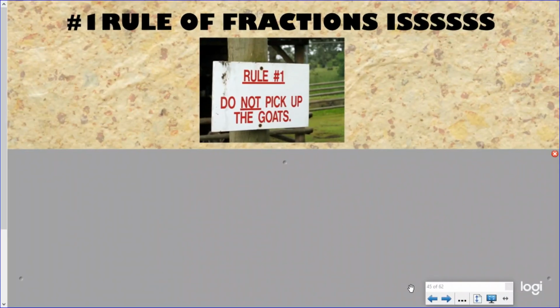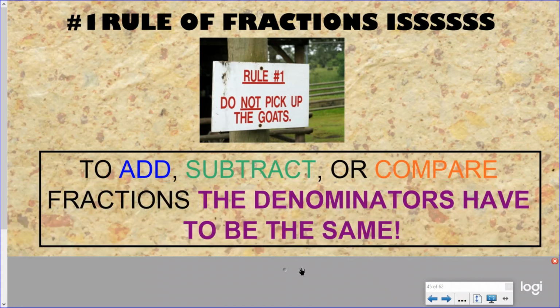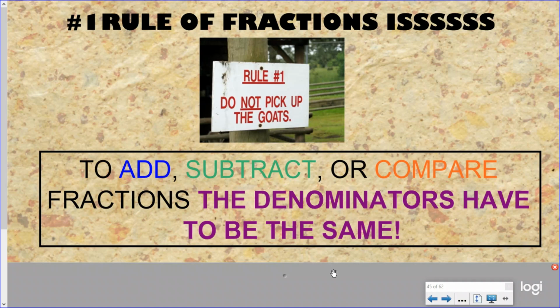Our number one rule for fractions has not changed throughout this entire playlist. It is still, to add, subtract, or compare fractions, the denominators have to be the same. Very, very important. If we have talked about it every video, you would think one would take note.